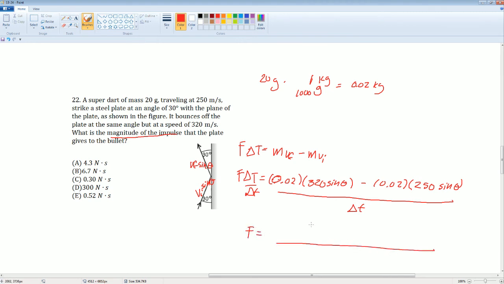On the bottom, remember the time, what would be the time here? It says, what is the magnitude of the impulse on the plate? So oh nope, you wouldn't divide. You would keep the time, because this is what you're looking for. This is the impulse. So if you do that, you should get an answer of 6.7.